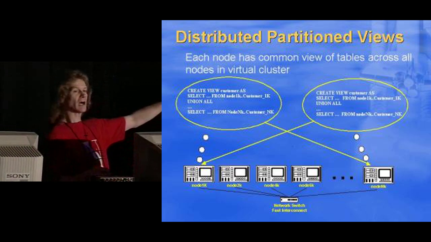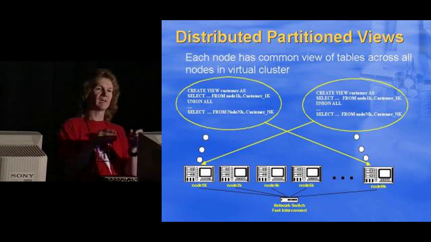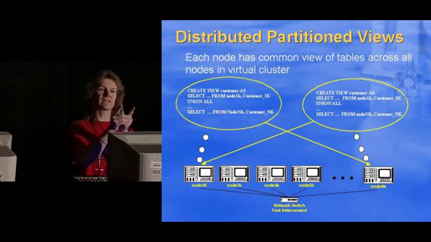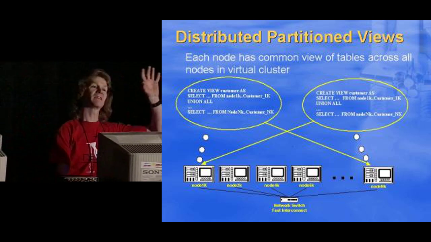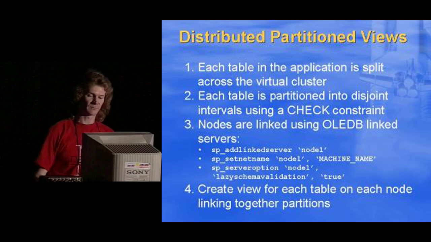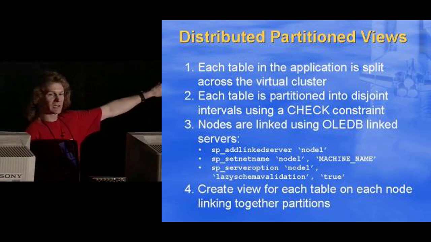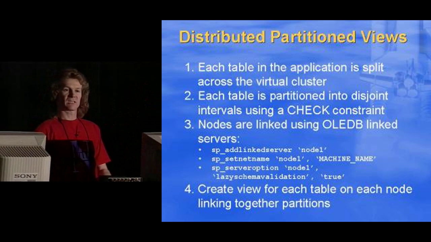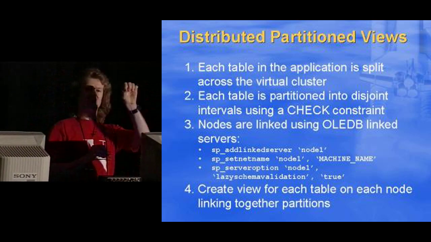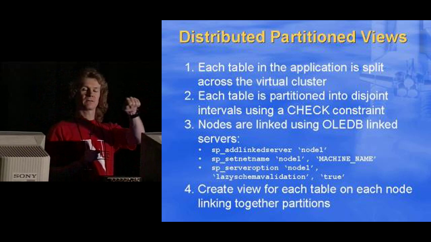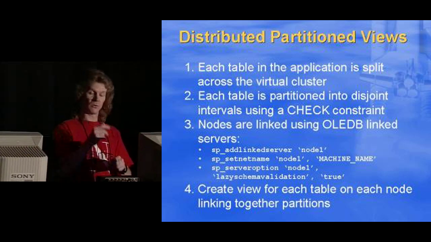So has everyone got this? We've got each system having a 100% symmetric view. Each system has its own tiny slice of data. Each system sees all the data in the system, in the virtual cluster, I should call it. How is that done? Well, on each server, we're adding linked servers. So each server has to be told about every other server. Each server has to have its slice of the base data created on it, and each server has to have the view created on it.